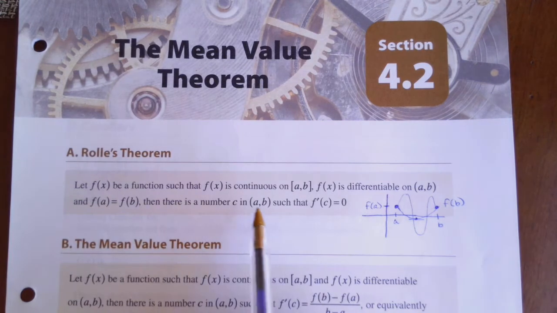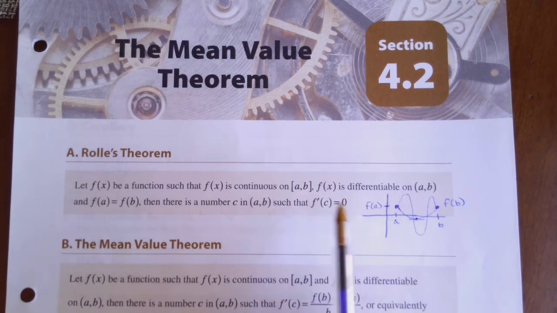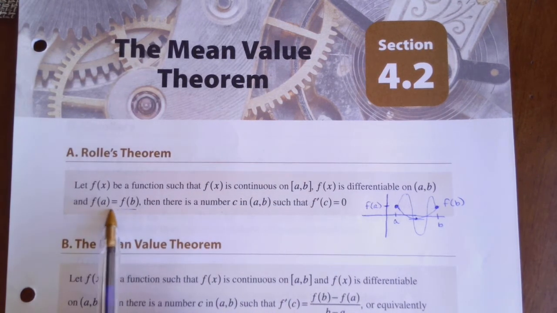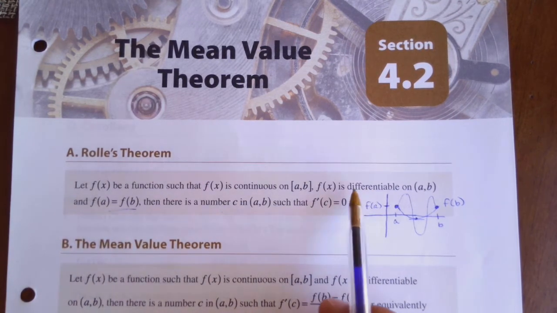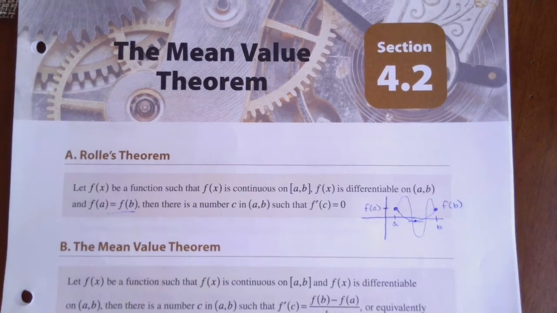So that's what this is saying. We can find at least one, maybe more, where the derivative is 0. But in order for that to happen, this has to be true, and we have to have a continuous differentiable function. Okay? So this is important when we're looking for roots, max and mins, different things like that. So that's an important theorem that we're going to be using from here on out.